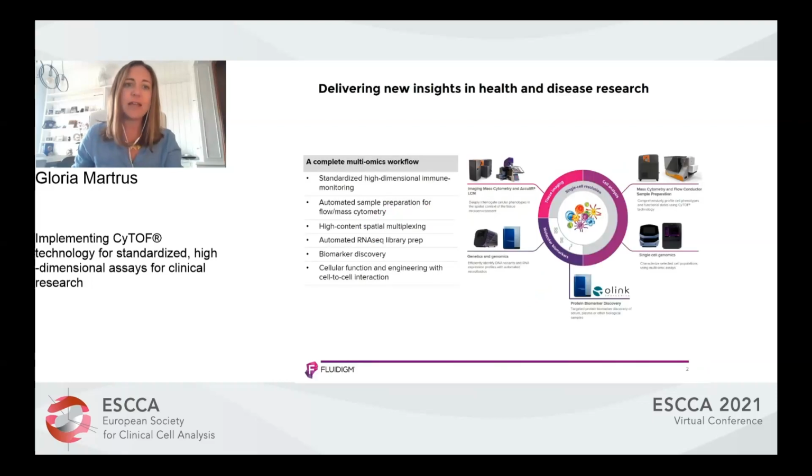So to start with that, at Fluidigm, we have a complete multi-omics workflow, which spans not only what I'm going to explain to you, which is mass cytometry and imaging mass cytometry, but we also have other solutions which will allow you to have automated sample preparation for both flow and mass cytometry, such as the flow conductor, but also automatic RNA-seq library preparation or biomarker discovery. So we do have our solutions for genomics, such as single-cell genomics or the C1, which will allow you to have this complete analysis of the cellular function and engineering with cell-to-cell interaction.